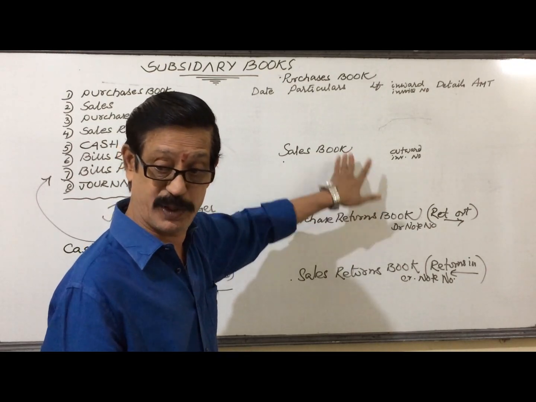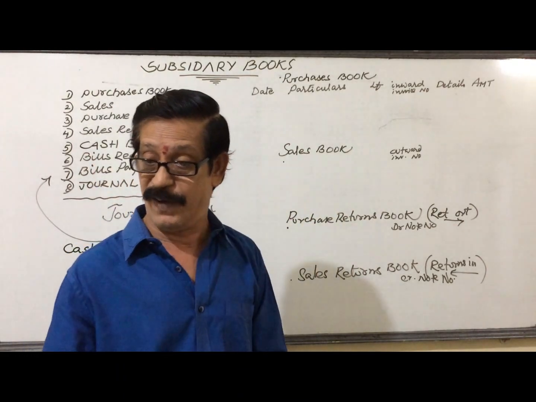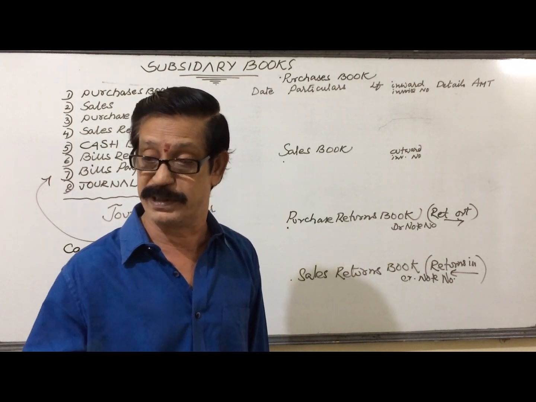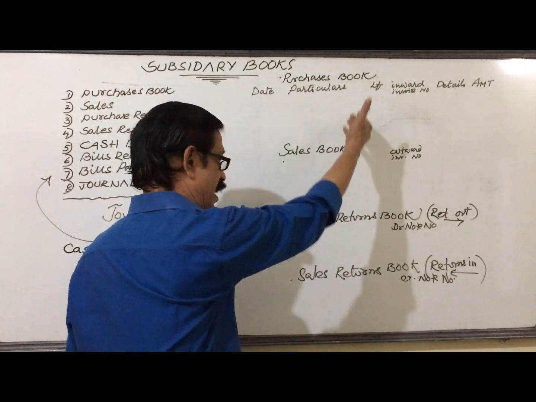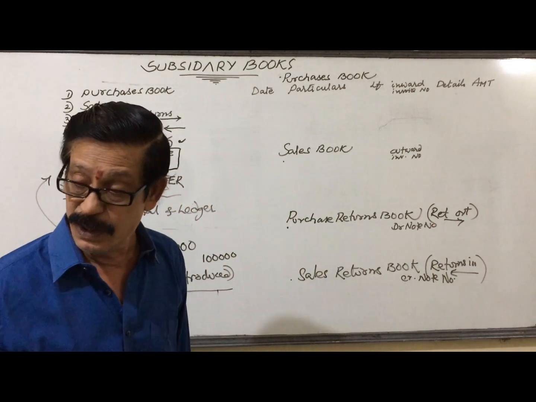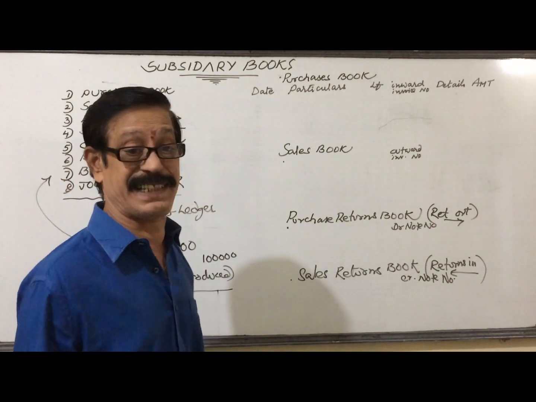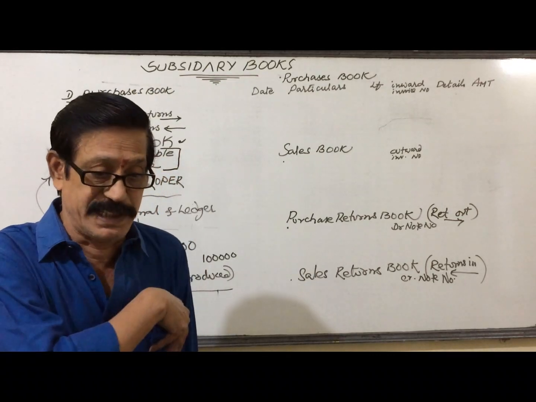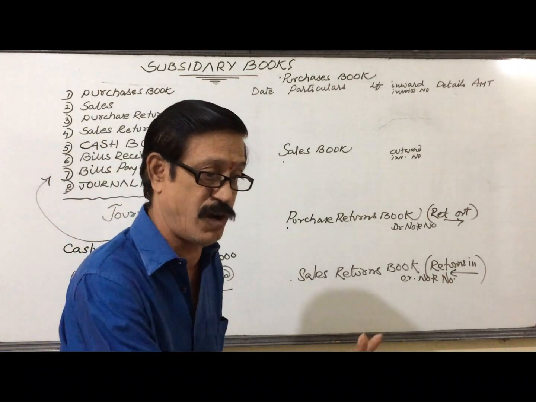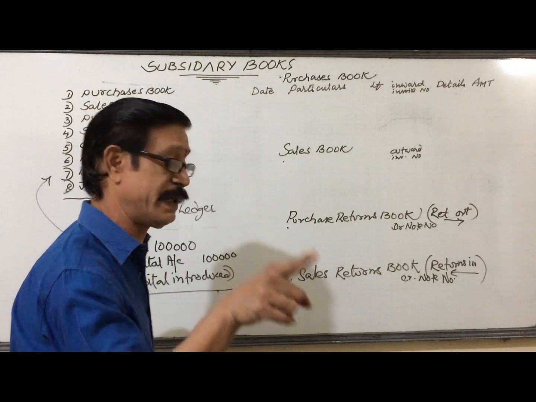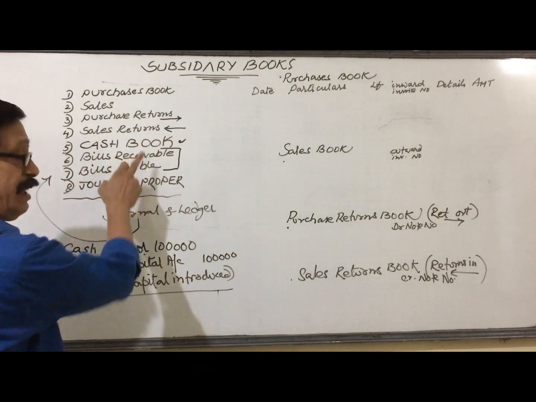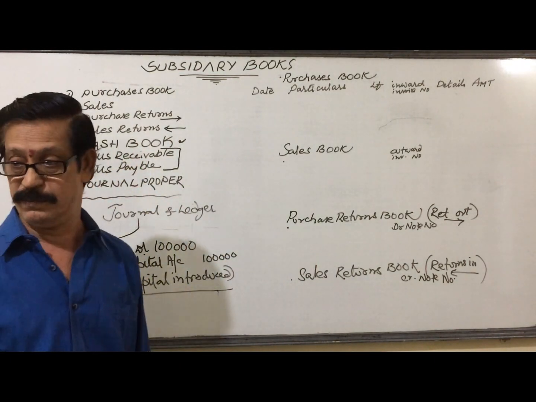Suppose you purchase furniture, you cannot enter it in these books. Furniture is an asset, it is not goods. Only goods are recorded here. Next, only credit transactions are recorded. If you purchased goods and immediately paid cash, that should not be entered in this book, that should be entered in the cash book. Understanding or not?